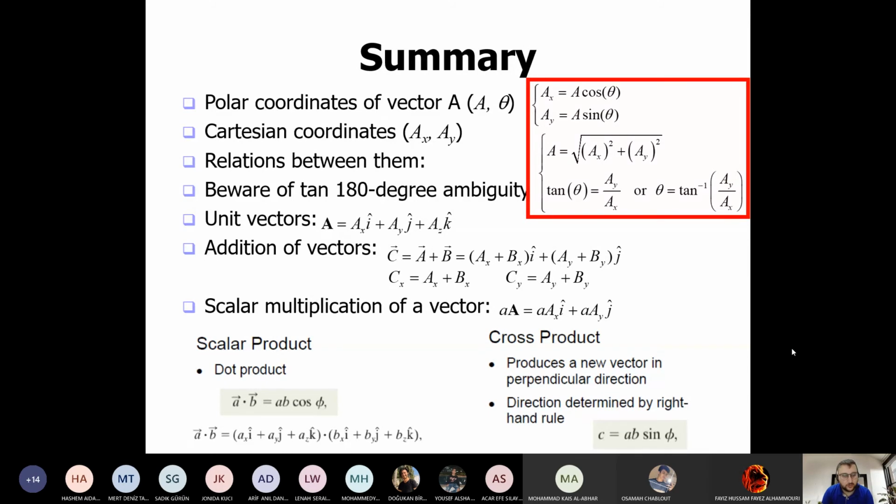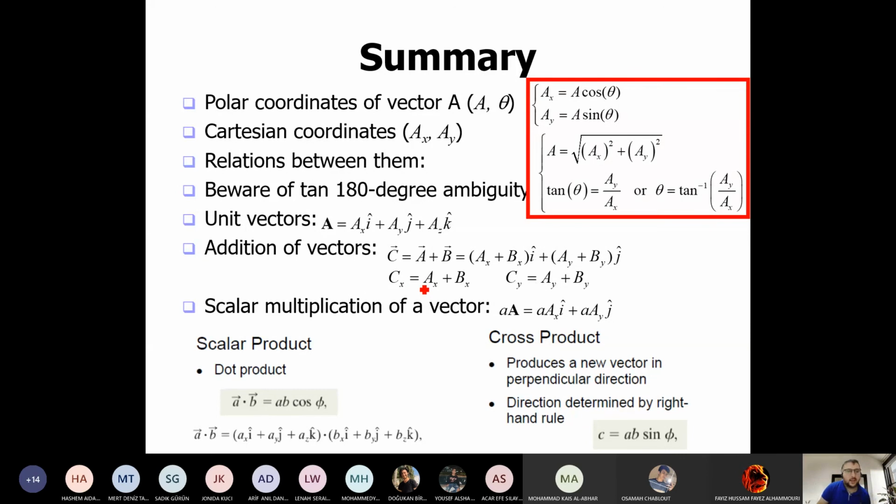Always you must use the rule that i hat goes with i hat, j hat with j hat, k hat with k hat. You must always sum vectors in the same direction, for example x component with x component. For multiplication, there are three types. One of them is scalar multiplication of a vector, like a number. If you multiply a number with a vector, you can directly multiply it. For example, 5a is equal to 5ax i hat plus 5ay j hat.